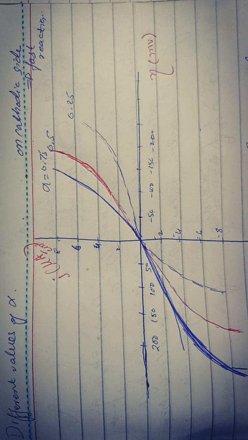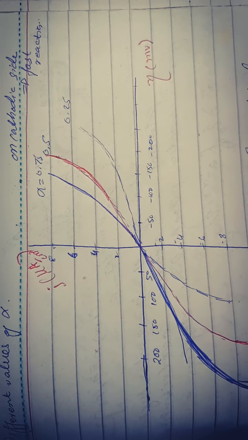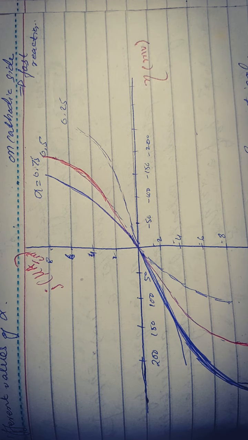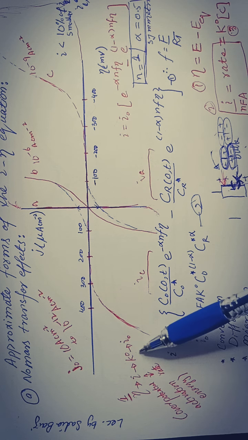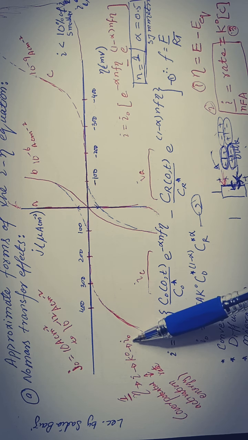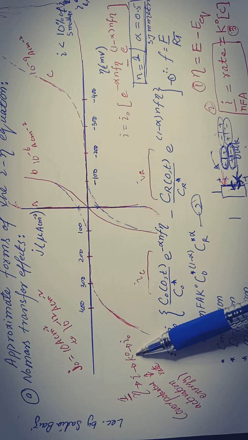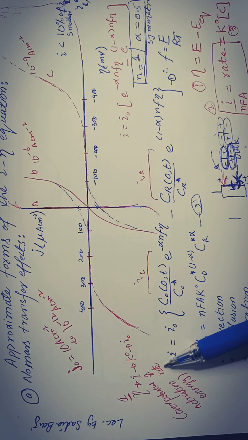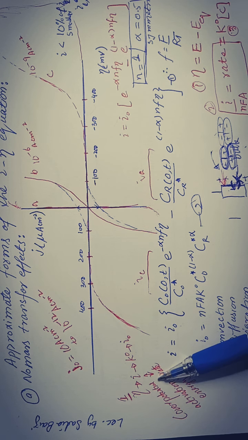So in this lecture we have discussed the effect of the transfer coefficient on the symmetry of the Butler-Volmer equation plot, and here we also observed the effect of the exchange current that is directly related to the rate of the heterogeneous charge transfer and inversely related to the overpotential, the activation energy.